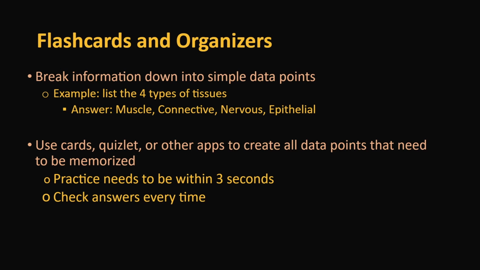The practice needs to be within 3 seconds. When you're doing this as practice, you pull out the card and you say, oh, list the 4 types of tissues. If within 3 seconds, either by yourself or with a partner, and they're counting for you, 1, 2, 3, you haven't finished saying all 4 types, you can consider that incorrect.